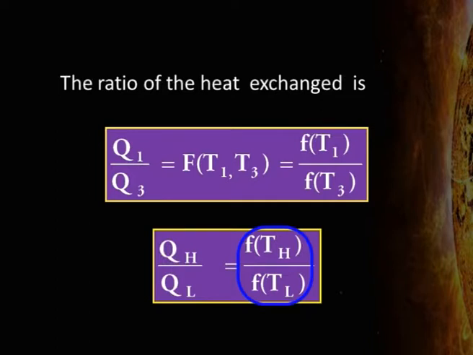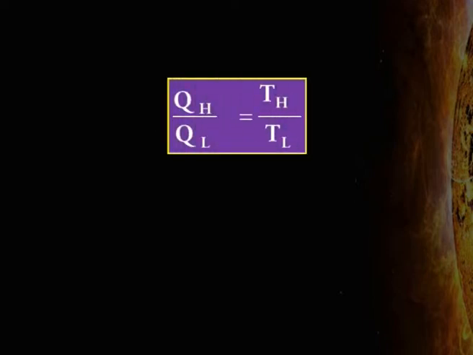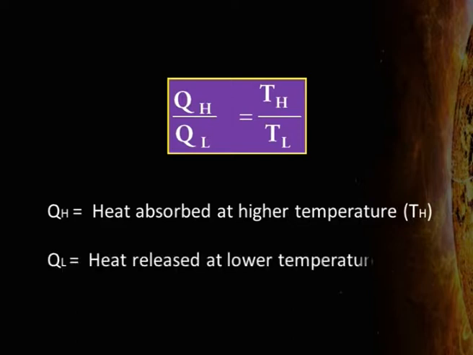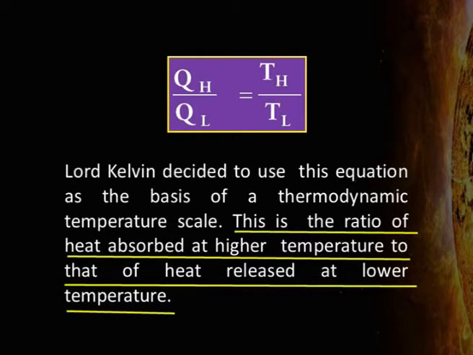So we can choose any function which is monotonic, and the simplest choice is f(T) equal to T itself, and this is the thermodynamic scale of temperature. You have seen that QH divided by QL is equal to TH divided by TL. Here QH is the heat absorbed at higher temperature TH and QL is the heat released at lower temperature TL. Lord Kelvin decided to use this equation as the basis of the thermodynamic temperature scale. This is the ratio of heat absorbed at higher temperature to heat released at lower temperature. The temperature defined in this manner is equal to the temperature defined for ideal gases. Hence, the thermodynamic temperature scale is equivalent to the ideal gas scale.